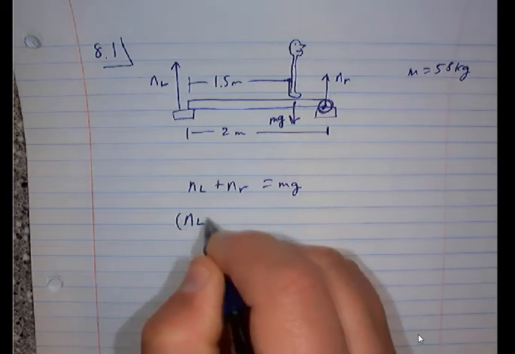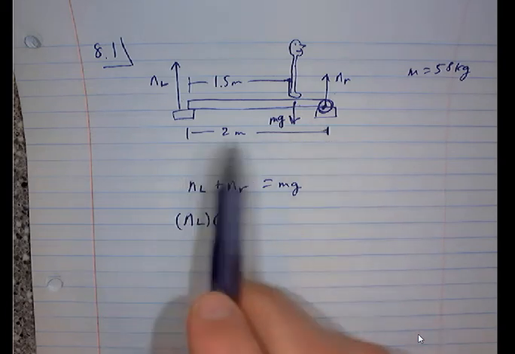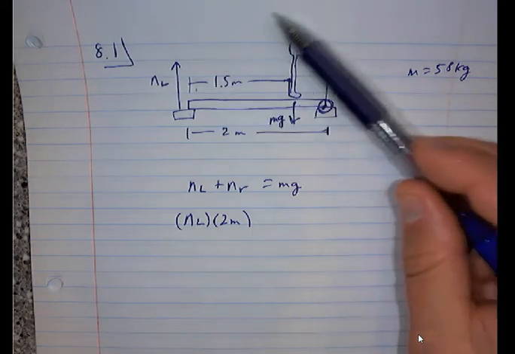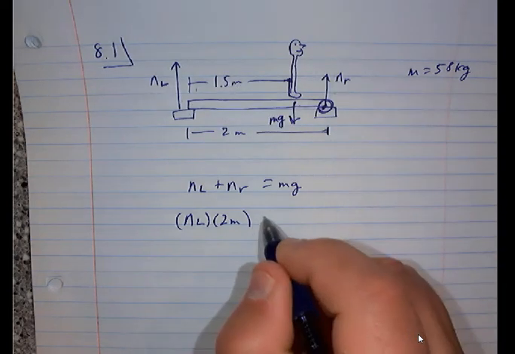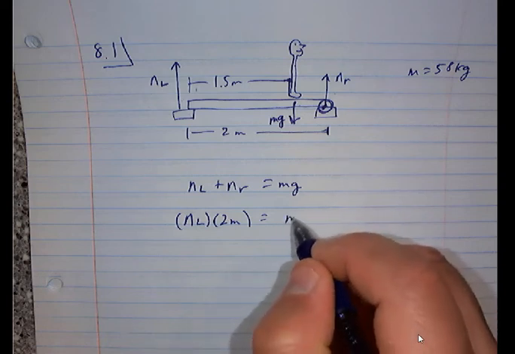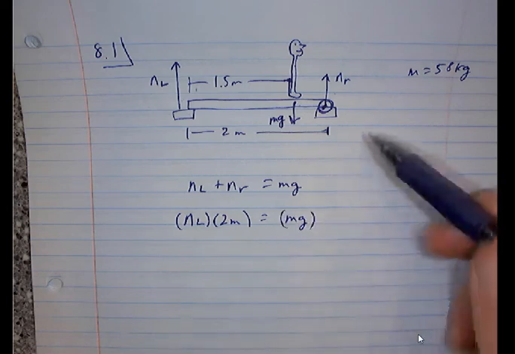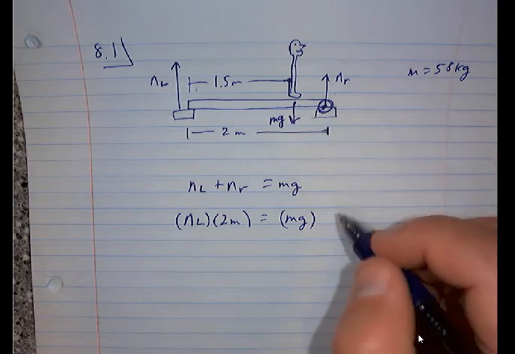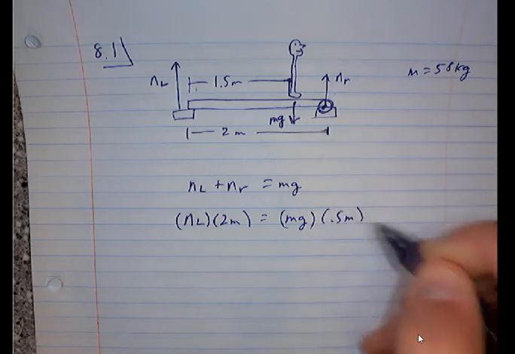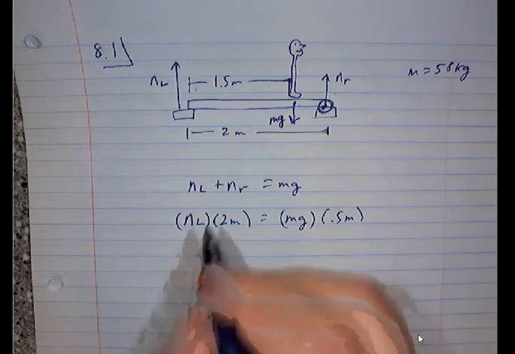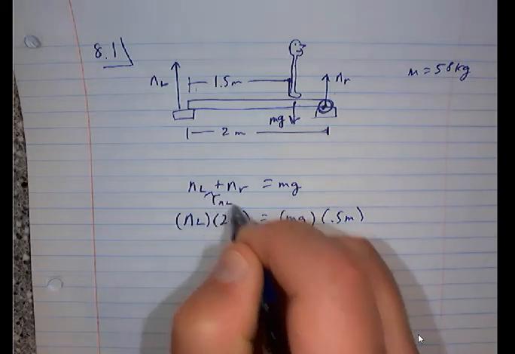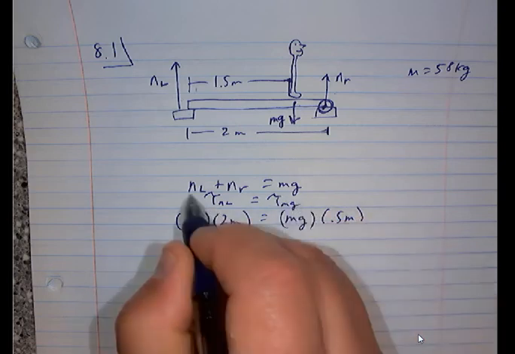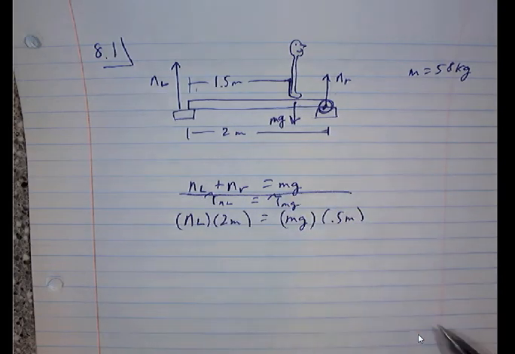Normal left times the distance to the pivot point, that would make it rotate clockwise, has to be equal to the torque from mg. So this would be the force, and then the distance to the pivot point, and this distance here is 0.5 meters. So I'm balancing torque. So this is really torque from normal left is equal to torque from mg. So this is looking at torques.